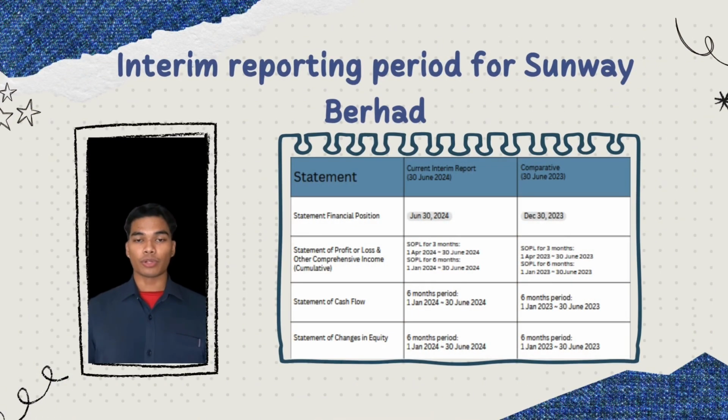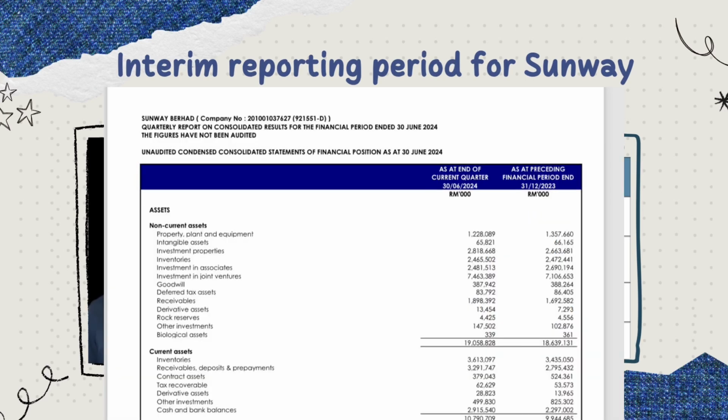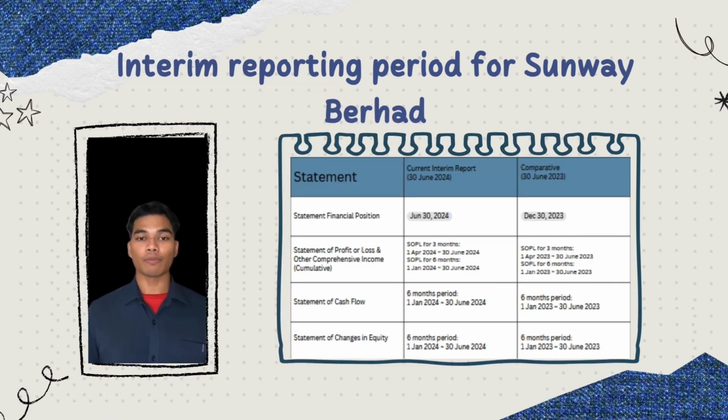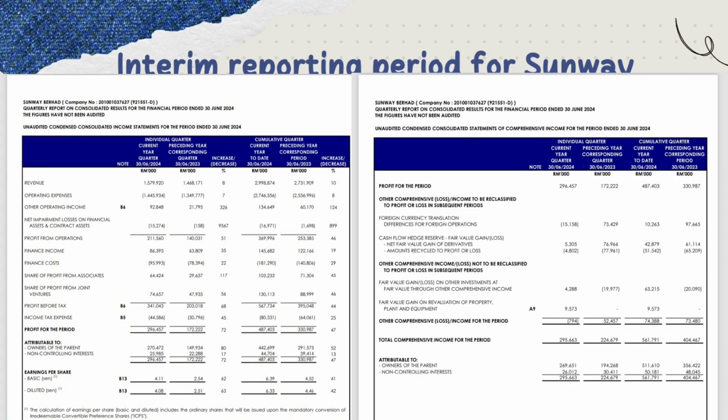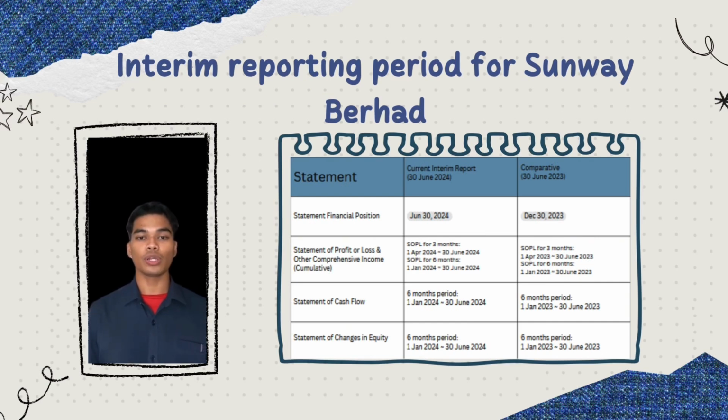I will brief the interim reporting period for Sunway Berhad. For the statement of financial position, the current report covers 30 June 2024, while the comparative report covers 31st December 2023. For the statement of profit or loss and other comprehensive income, the current report includes the periods from 1 April to 30 June 2024 and 1st January to 30 June 2024, with the comparative periods from 1st April to 30 June 2023 and 1st January to 30 June 2023.